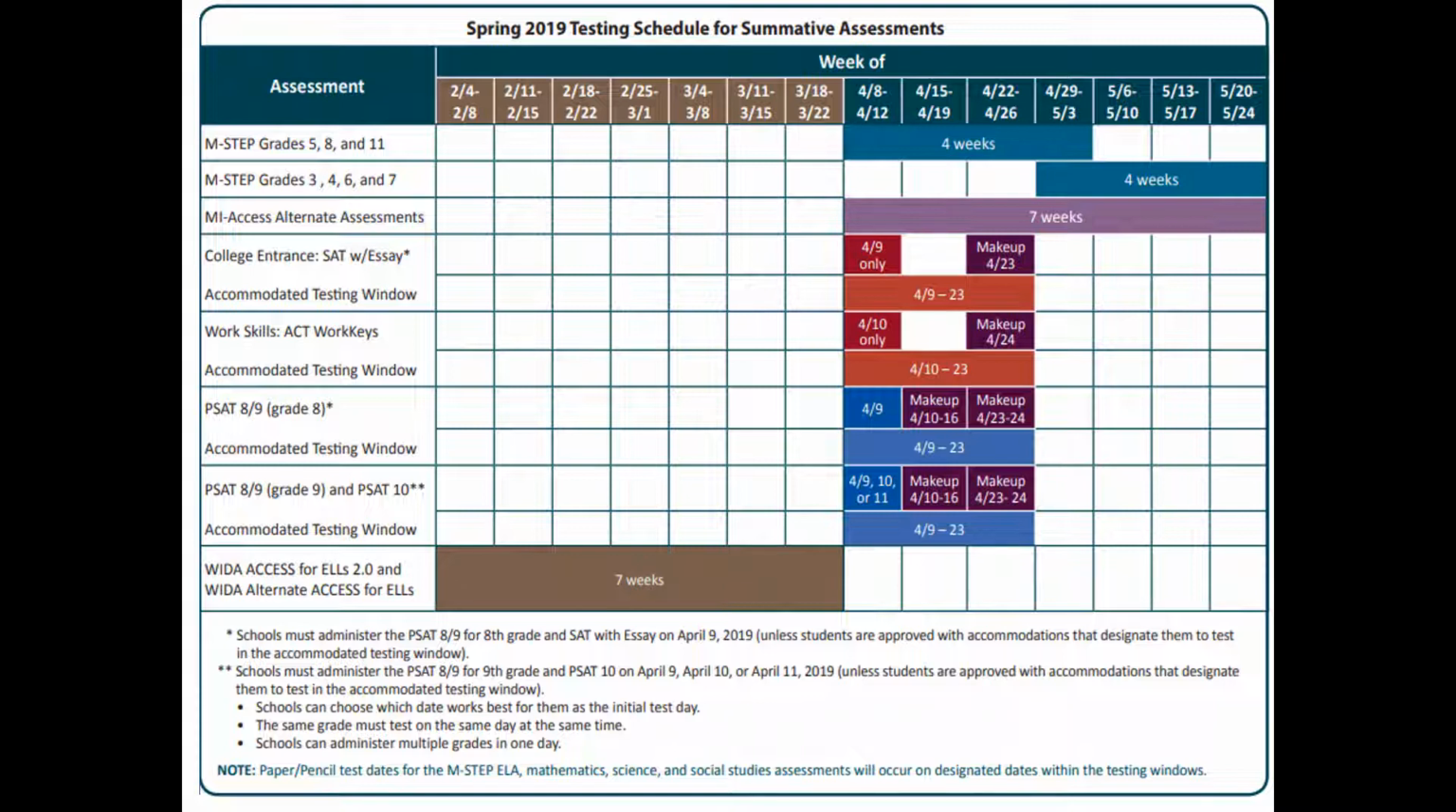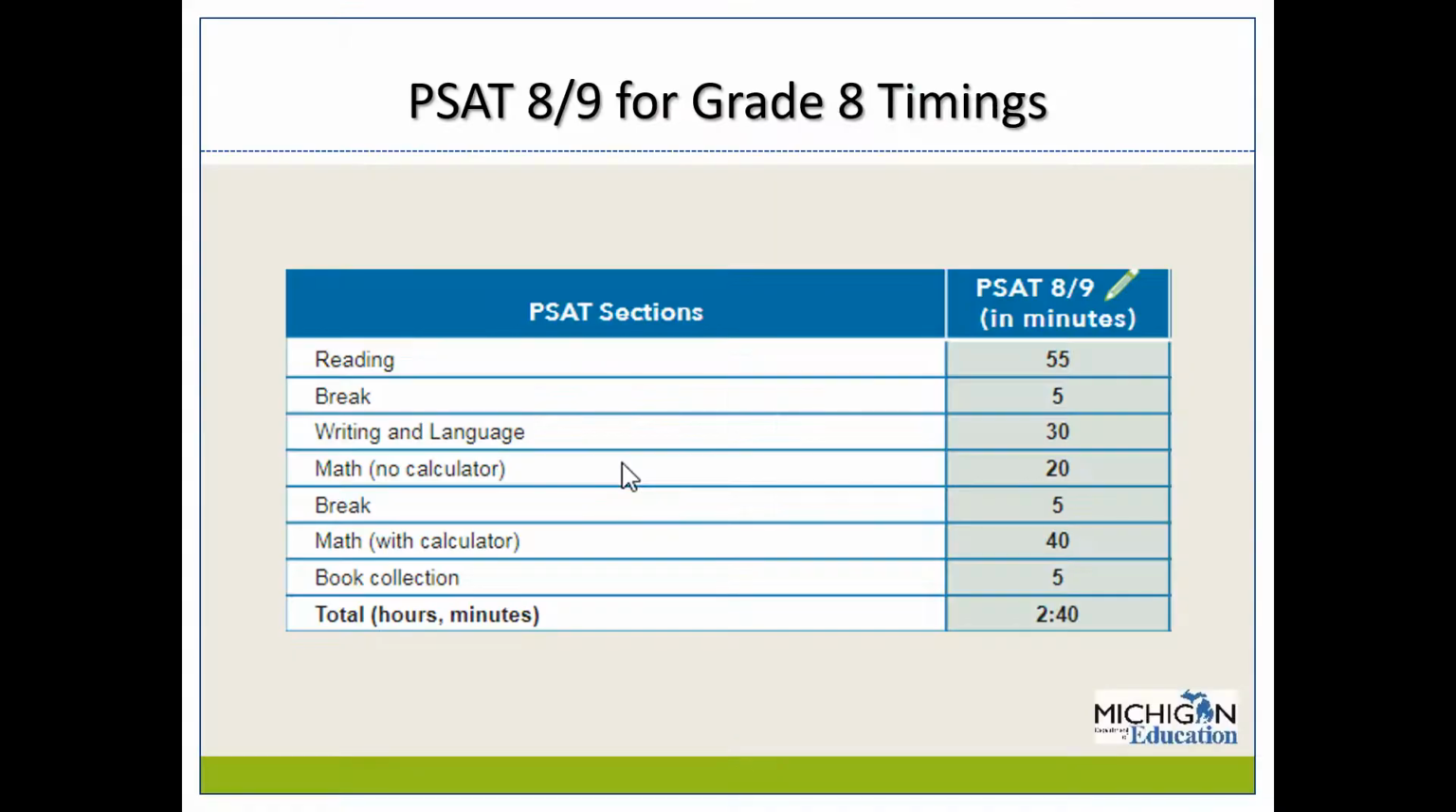English learners or EL students are administered one of the WIDA assessments sometime over a 7-week period starting February 4th and going through March 22nd. Students being assessed with MyAccess have 7 weeks starting on April 8th and going through Friday, May 24th. Plan your building schedule carefully to ensure all students are provided adequate time to test.